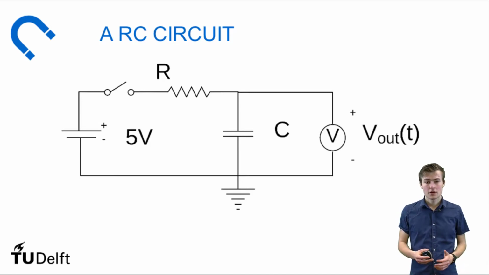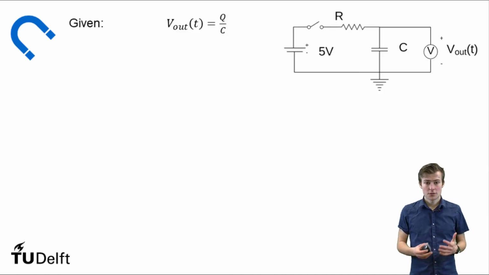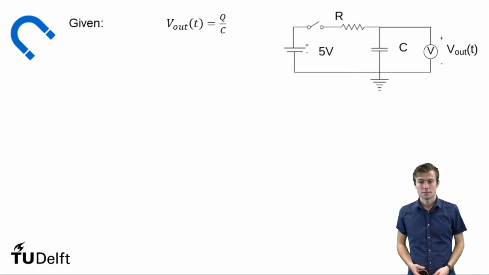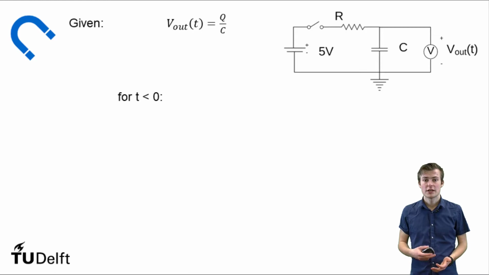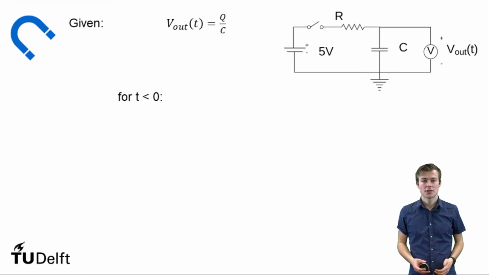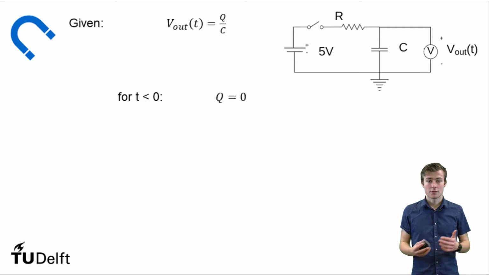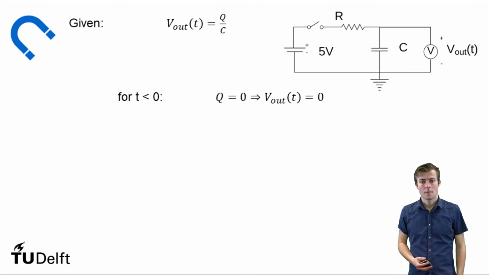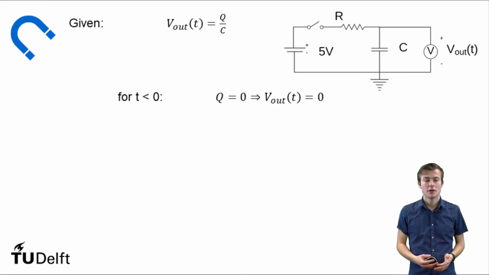Before we close the switch, we will look at what happens before T is 0. If we assume that the capacitor is initially uncharged, so there's no charge on the capacitor, no charge can flow into the capacitor since the switch is open, and this means that Q is equal to 0. According to the charge-voltage relationship of a capacitor, this means that V out is also 0 if T is smaller than 0. This is of course only true if the capacitor is indeed not charged in the beginning. There are many situations where there is charge in the beginning, but for now there's no charge, so V out is equal to 0.